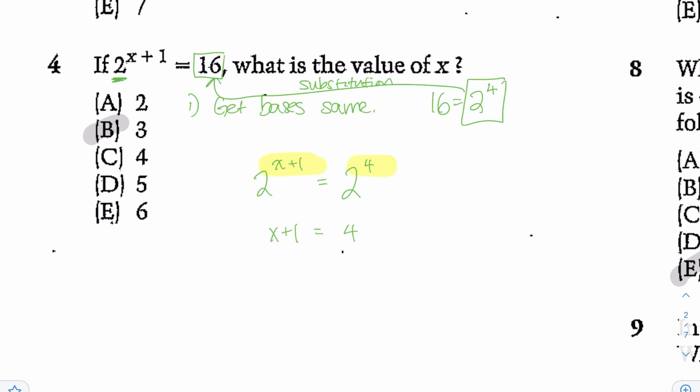And now you can solve for the value of x just by doing inverse operations. If you subtract 1 on both sides, you will get that x is equal to 3. And that is choice B. So again, the goal here is to just get the bases the same. Once you get the bases the same, then you can start this problem. Before you do that, though, you can't really do anything. So again, it's really important to get the bases to be the same.